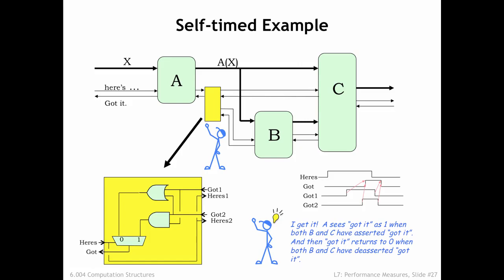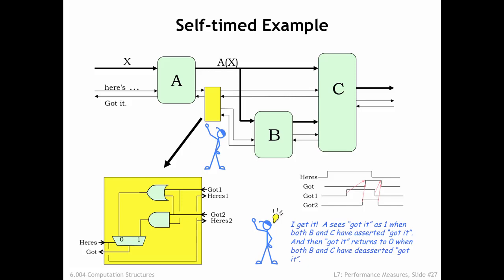It's fun to think about how this self-timed protocol might work when there are multiple downstream modules, each with their own internal timing. In this example, A's output is consumed by both the B and C stages. We need a special circuit, shown as a yellow box in the diagram, to combine the "Got X" signals from the B and C stages and produce a summary signal for the A stage. Let's take a quick look at the timing diagram shown here.